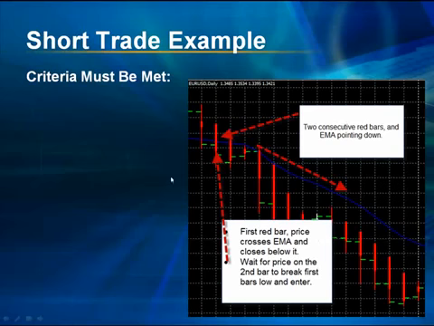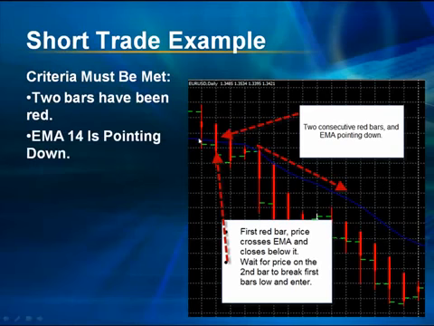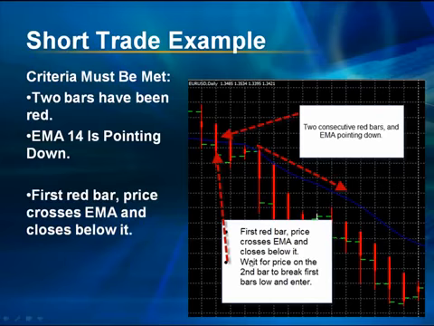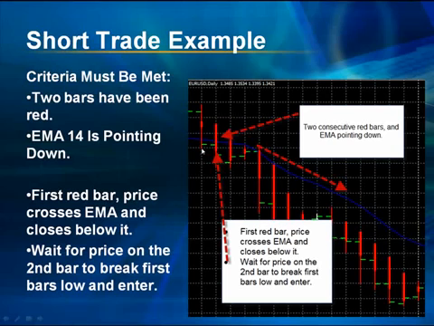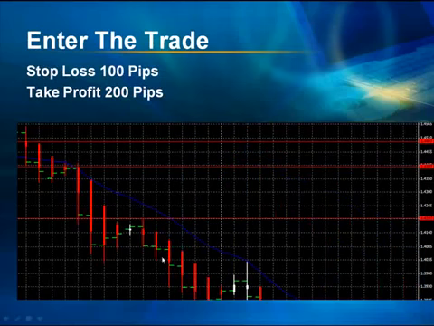Looking here, we have a screenshot of a chart. We look to see that our criteria has been met. We have 2 consecutive red bars, and the EMA 14 is pointing downwards. It just has a slight slope at this point, but it's still sloped downwards. So that criteria has been met. We then look for our entry point. The first red bar has closed below the EMA 14, so the price point, looking at the green line on the right-hand side of the bar, is below the EMA 14. Our price has closed below it. And then we wait for the price to break below the low of the first bar, and at that point we enter the trade.